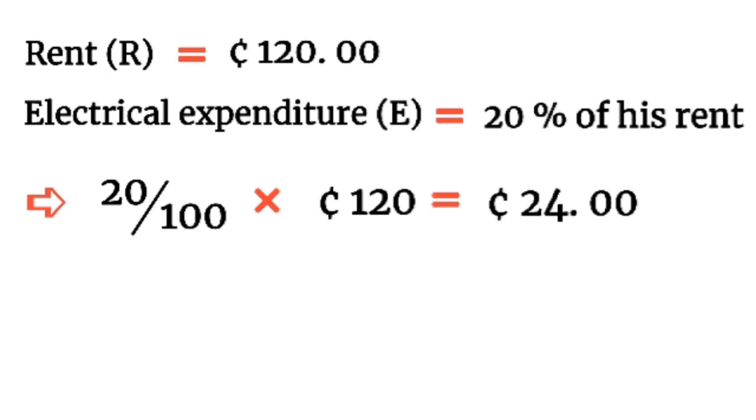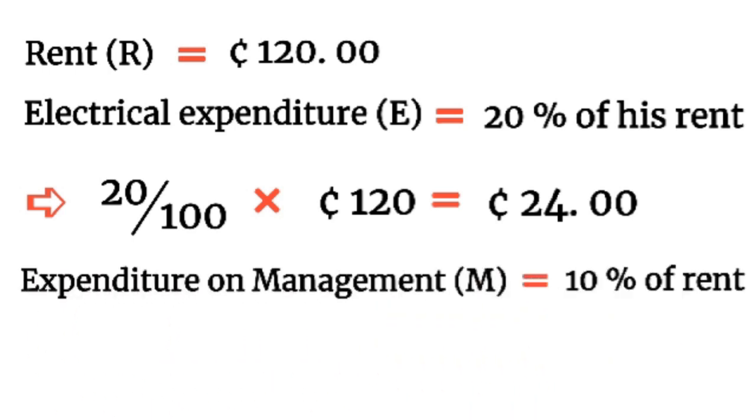20% of his rent, the 20% is 20 over 100. The "of" is the multiplication sign, and the rent is 120 cedis. So 20% of his rent is 20 over 100 times 120, which is 24 cedis.